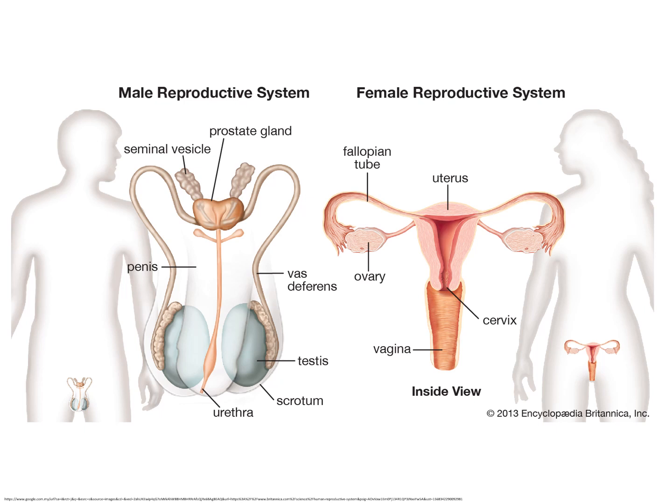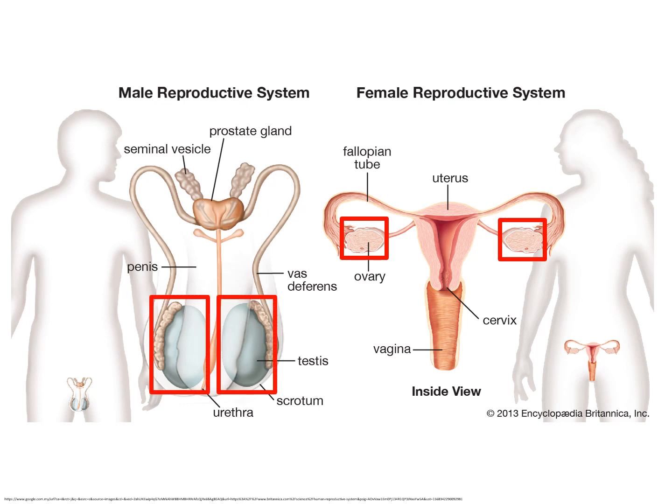So these are the primary sexual organs for humans. For female, it is the ovaries, while for male, the primary organ is the testis. Both are responsible for the production of gametes.